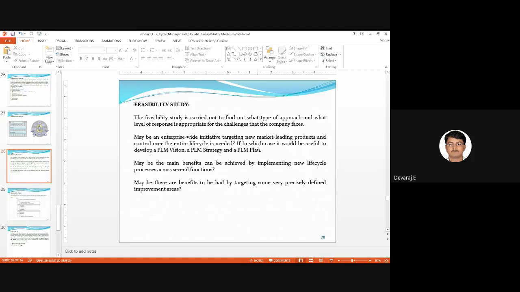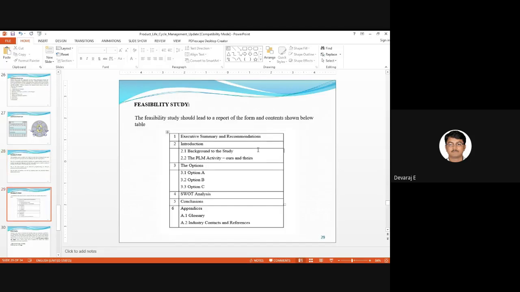Now, this is about the feasibility study. Can you see this table, and can you analyze what this is? What is this table? It looks like your main project, the contents, right? So these are the contents.